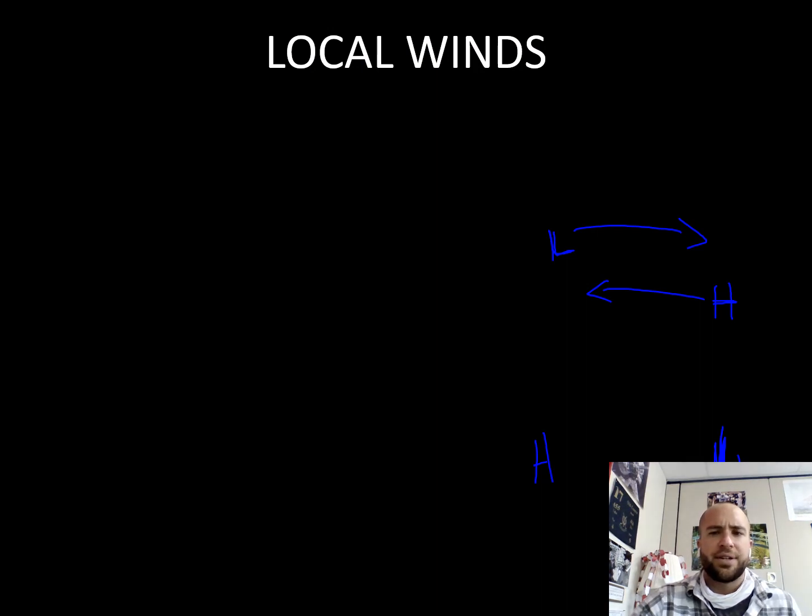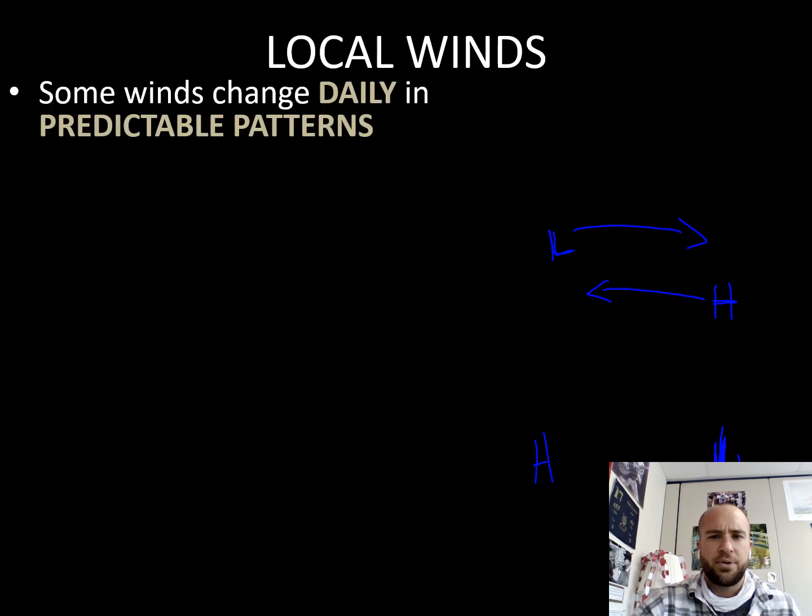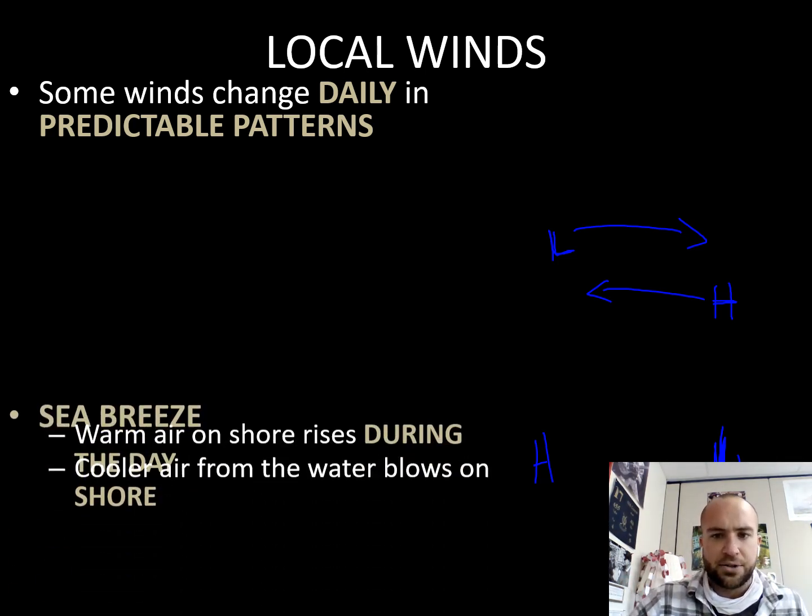We also have things known as local winds. Pretty darn cool. Some winds change daily. If you've been to the beach, you might have noticed this. I was recently at Lake Michigan, which is not an ocean. It's a really big lake, but you can feel the difference between night and day because that body of water is so large. If you've ever been to the ocean, you can tell that the winds change daily. We call these local winds, and they change in predictable patterns.